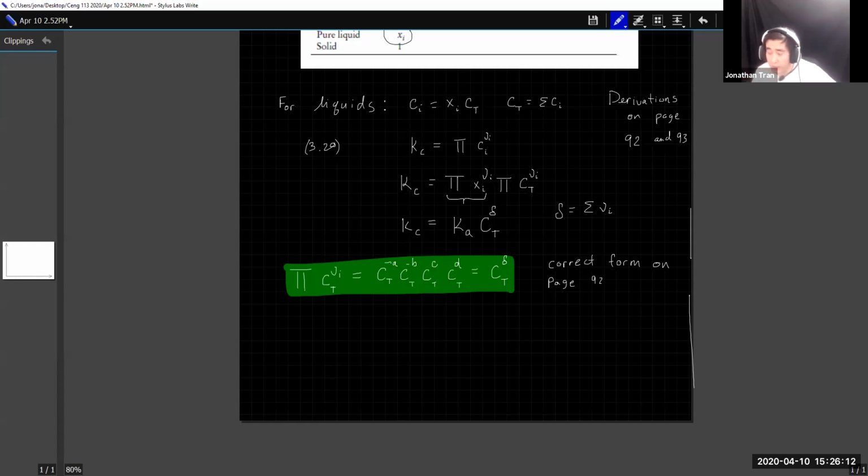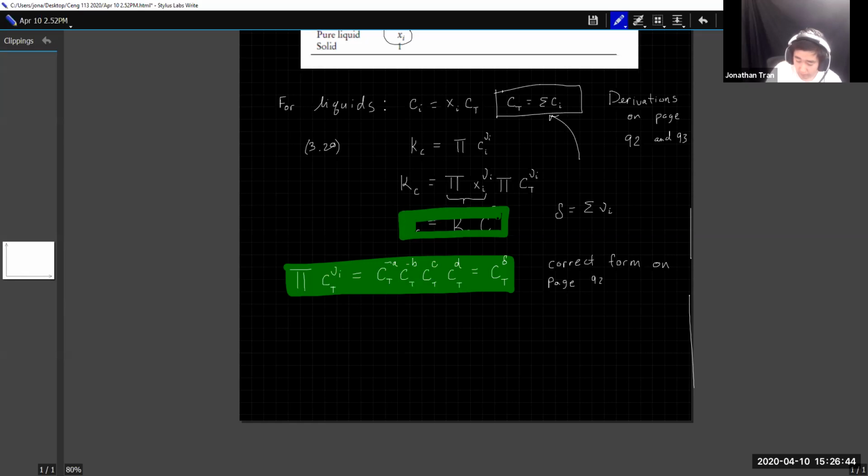Question, is CT usually given? If it's not given directly, we might just give you the individual C sub i's, and then you can calculate it using this equation up here. Okay. And now, this is the equation that we're going to be using for liquids. So let me highlight that.